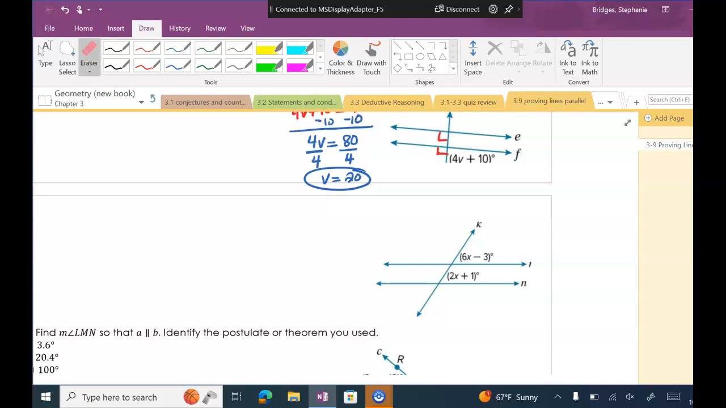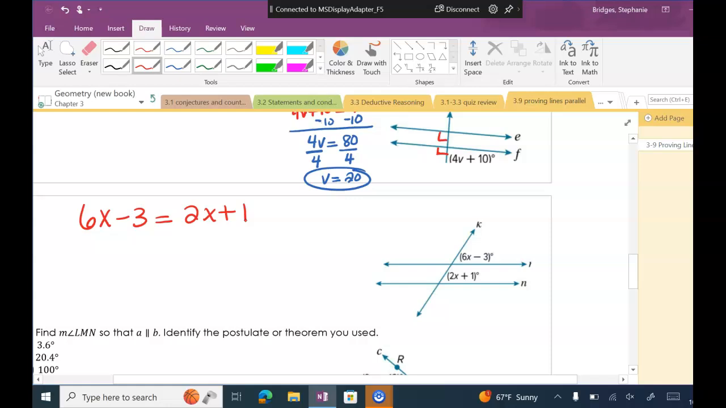What do you think? What kind of angles are they? Are they alternate interior? Alternate exterior? Same side interior? Same side exterior? Corresponding? And corresponding angles have to be congruent. So that means I'm going to take those two and set them equal to each other. So I'm going to take 6x minus 3 and set it equal to 2x plus 1, and I'm going to solve that for x.